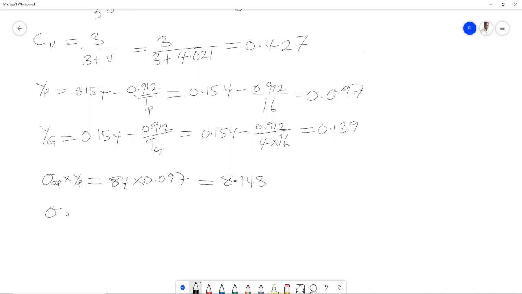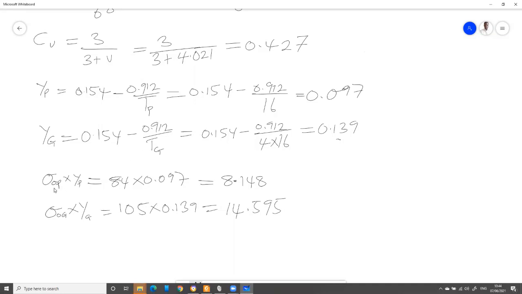Okay, then we do the same for the gear, times the form factor for the gear. So we have 105 times that one, 0.139. What do you get for these two? You got 14.595. Okay. So with these two, we can say that what we have here is less than this one.